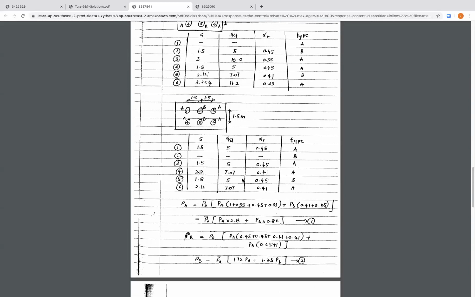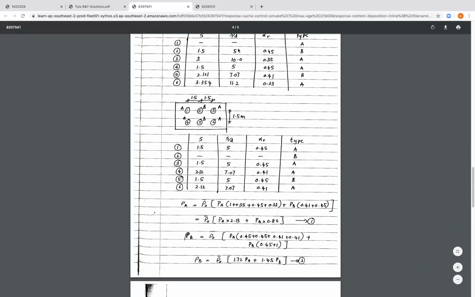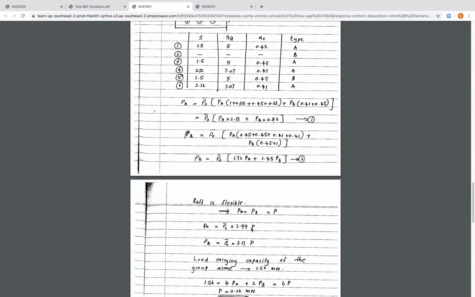And for the second pile group, which is the one at the center, we need to do the same. So we take one of these two piles, 2 or 5, and we find the spacings, the spacing to diameter ratio, the influence ratio here, and the type. And then we need to organize: from the first table, we get these equations, and from the second table, we get the second equations.